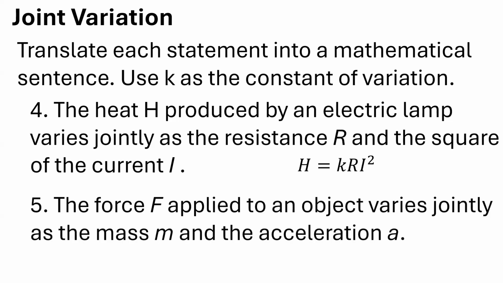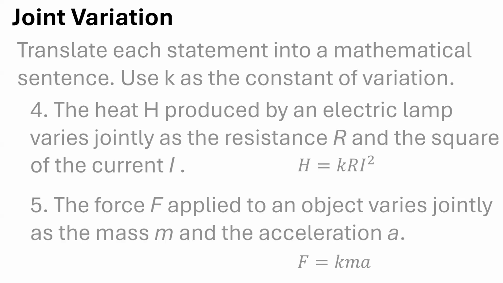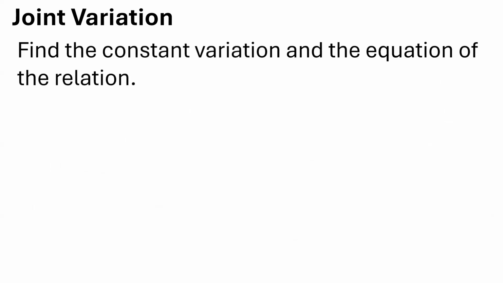Let's have number 5. The force F applied to an object varies jointly as the mass m and the acceleration a. Alam na natin na yung F natin will be the force. So F is equal to k multiplied by m and a. So ito yun. F is equal to kma. Okay? So how are we going naman to find the constant variation in the equation of the relation?